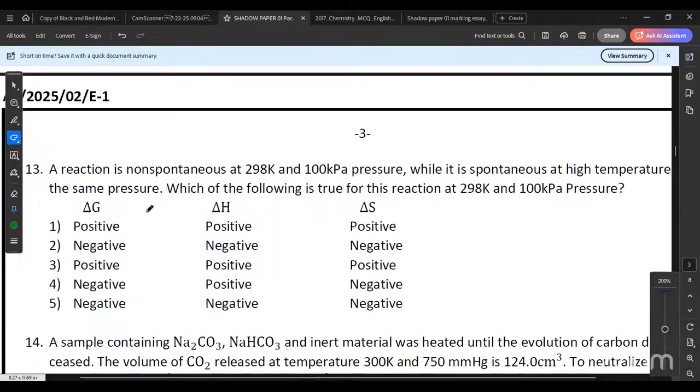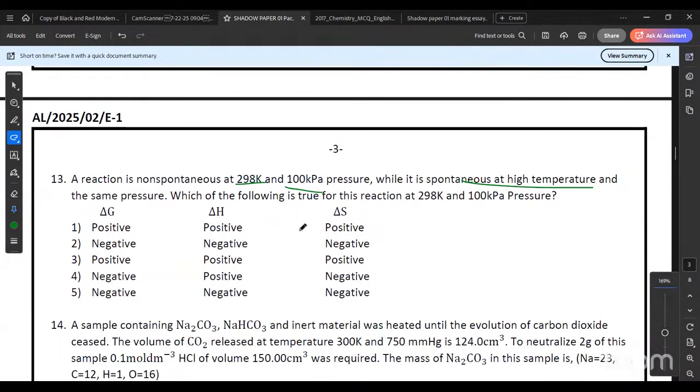The 13th one. A reaction is non-spontaneous at 298 Kelvin and 100 kilopascal pressure, while it is spontaneous at higher temperatures and the same pressure. Which of the following is true for the reaction at 298 Kelvin and 100 kilopascal pressure? Reaction is non-spontaneous at 298 Kelvin means definitely the delta G should be positive. It can't be answer number 2, it can't be answer number 4, it can't be answer number 5. So it's answer 1 or 3.